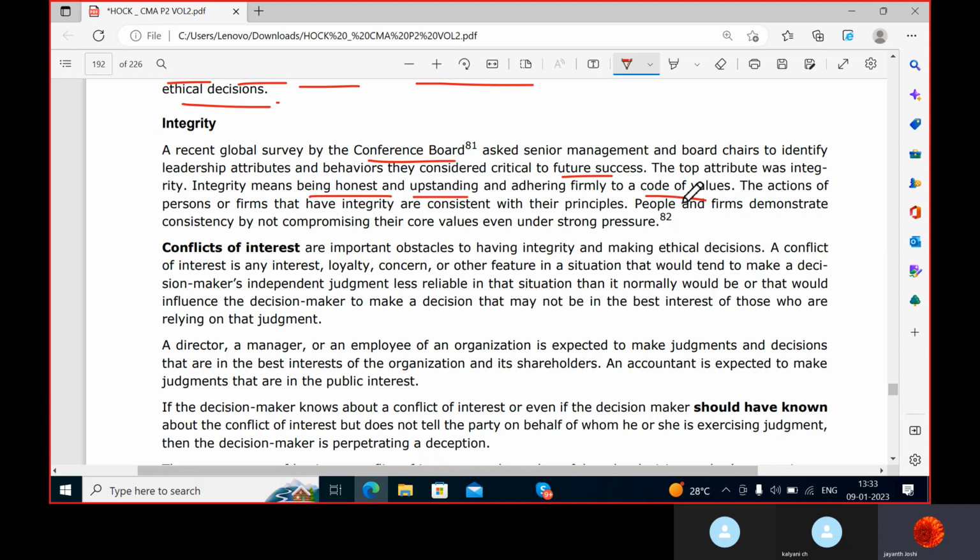That means if you're honest enough, you will never change your words, you will never play cheap tricks with your customers or your vendors. You will honor your words. You will be a man of words. Okay, so that is what is more important in an organization. So people and firms demonstrate consistency by not compromising their core values even under strong pressure.